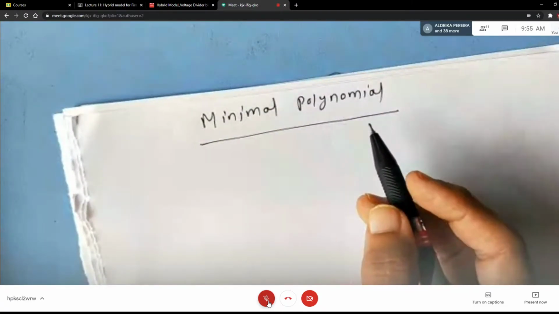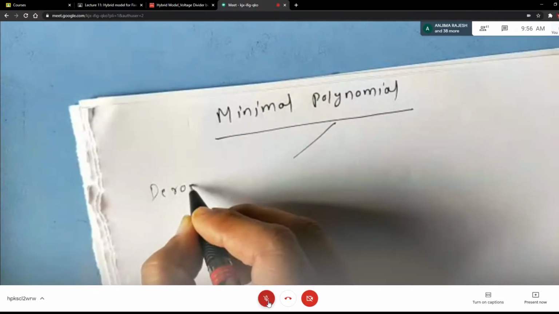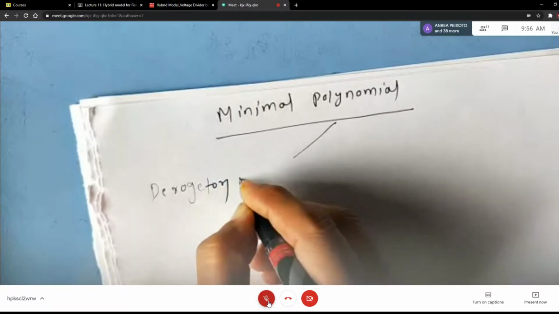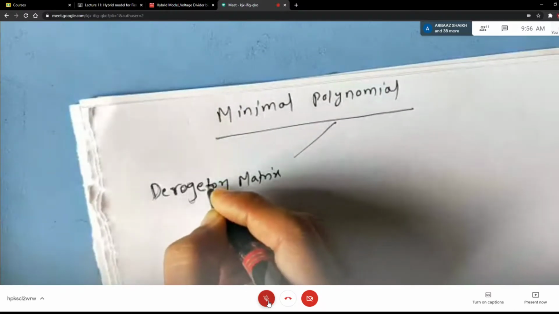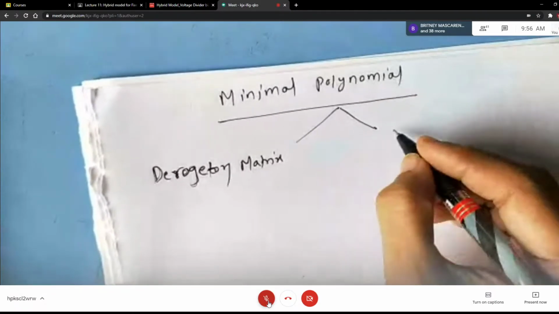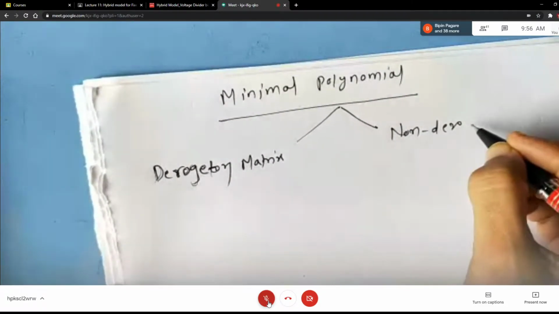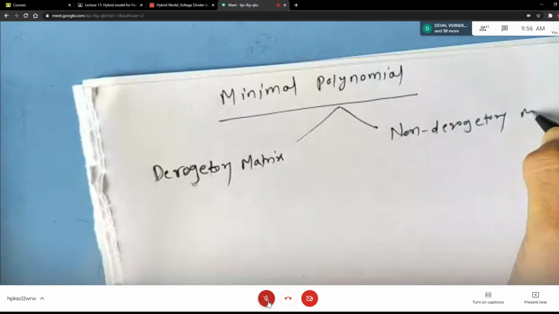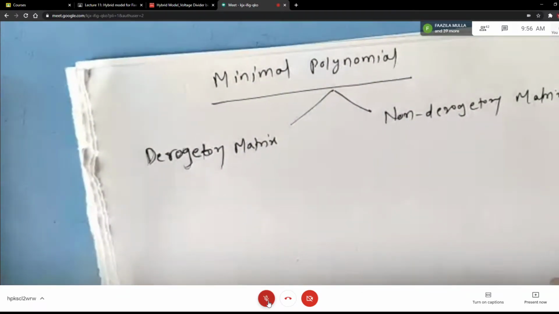Now, minimal polynomial, there are two types. First type is called derogatory matrix. With the help of minimal polynomial, you can find out whether the matrix is derogatory and whether the matrix is non-derogatory. So whenever in the problem it is asked whether the following matrix is derogatory or non-derogatory, which comes usually for 6 to 7 marks, then you should understand that the problem is based on minimal polynomial.